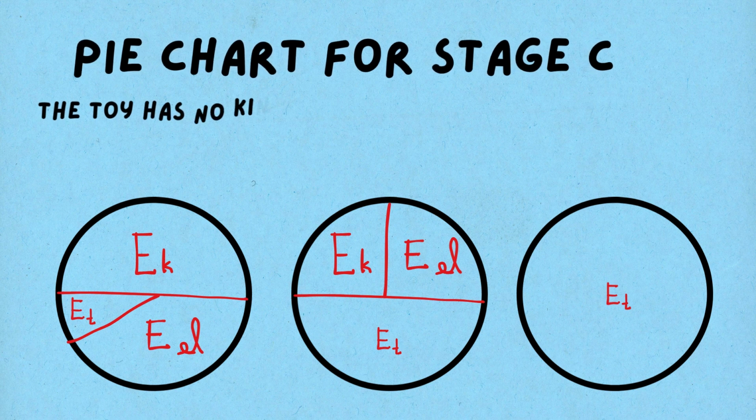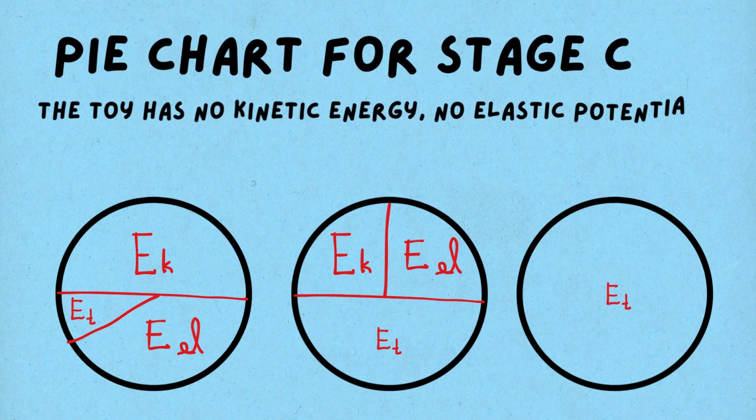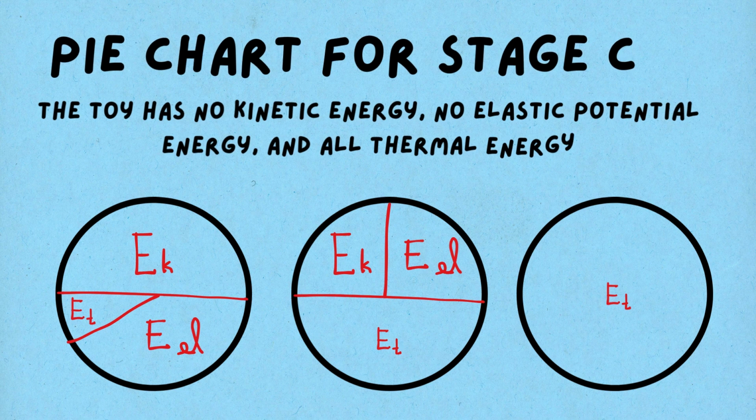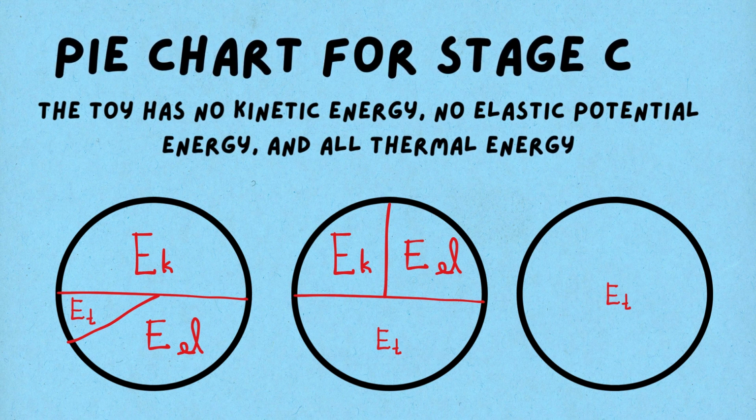Here is the pie chart for stage C. The toy has no kinetic energy because the velocity is 0, no elastic potential energy because the toy has come to a stop, which means all of the energy now is in the form of thermal energy.